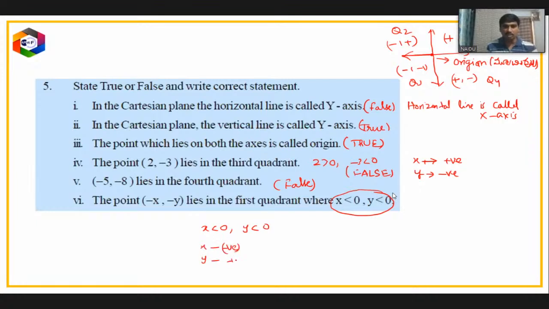y is also negative. x is negative and y is negative. That is given. Now the question is minus x comma minus y.